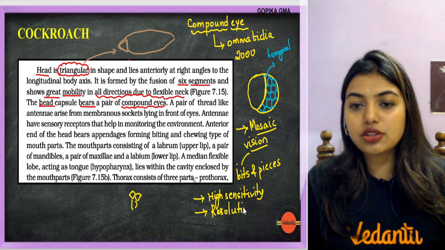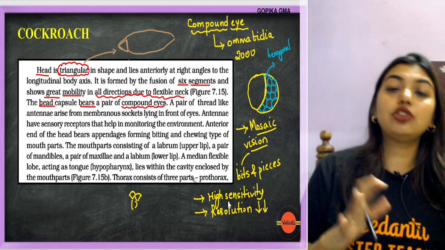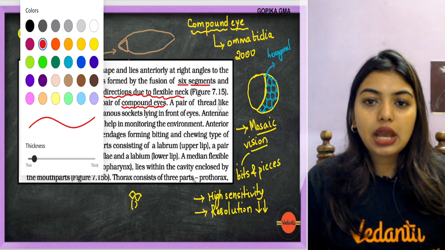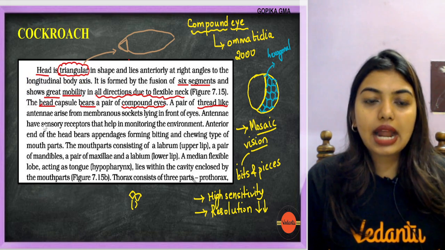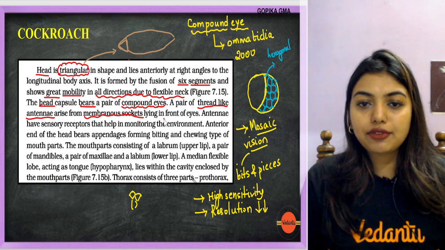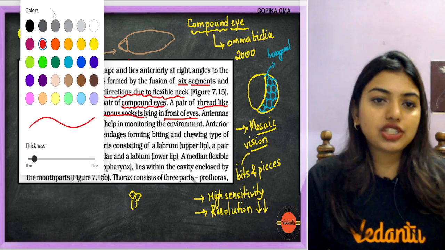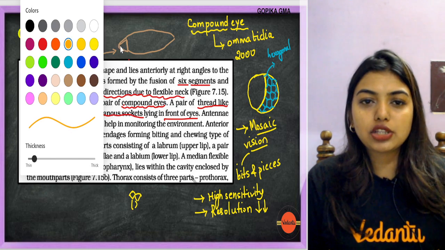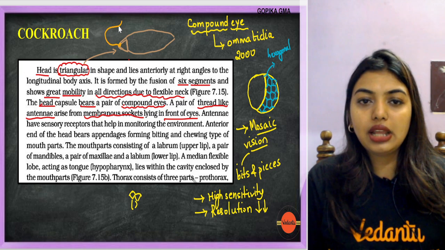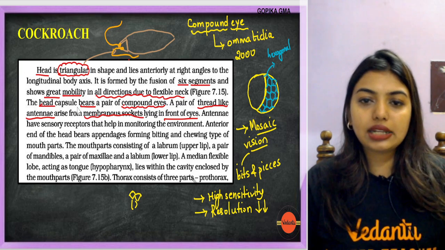Why do they need resolution? First of all, are they going to take a photo and keep it? Resolution is very low, but sensitivity is high. Got it? Now students, look here. A pair of thread-like antenna arises from a membranous socket lying in front of the eye. So in front of the eyes, there is a small socket kind of region, like the orbit. Through this small socket the antenna will arise. Let's draw it like this.